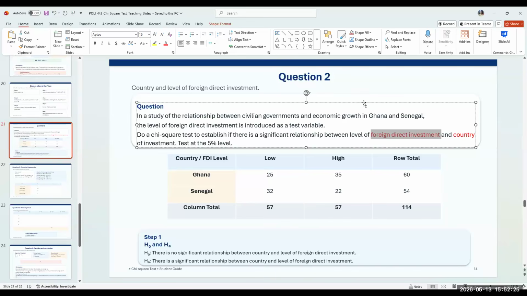So now I'm quoting my hypothesis. The null hypothesis always rejects, or says no. So there is no significant relationship between country and level of foreign direct investment. And the HA, which affirms the relationship, says that there is a significant relationship between country and level of foreign direct investment.